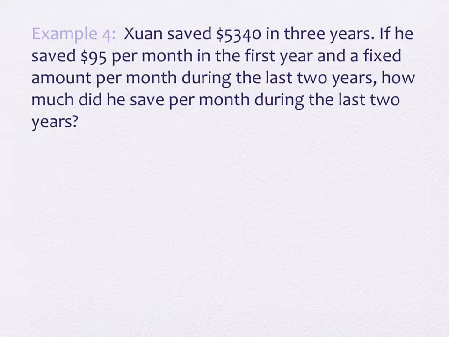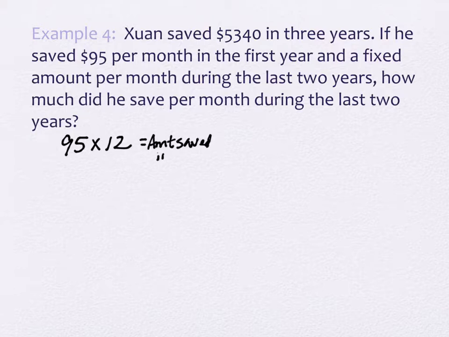So this is a multi-step problem, if you will, that involves more than just one type of algorithm. So what do you see? Well, what kind of things might you want to do first on Juan's problem? 95 times 12. So what is 95 times 12? I don't mean what numerical value, but what conceptually is that going to achieve for us? So that's how much he saved in the first year. Right, so this is the amount saved in year 1. Okay, is everybody good with that?